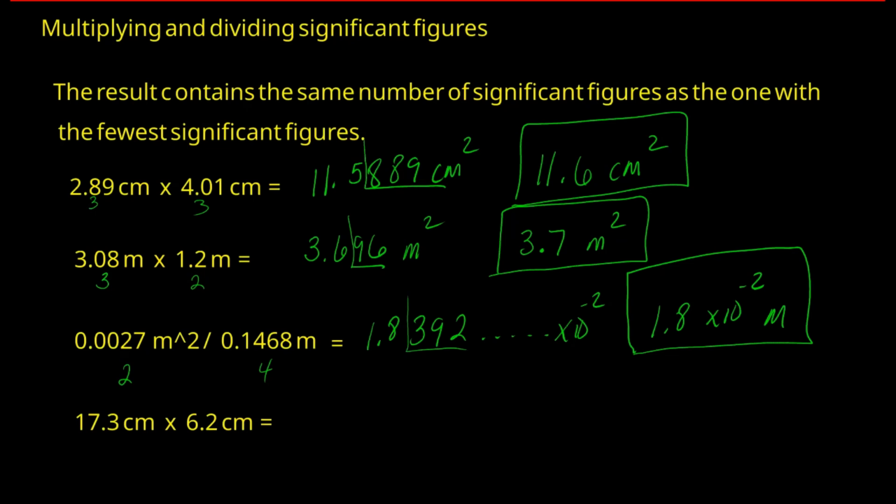And the last one here. All right, so if I were to multiply, I would get 107.26. I have 3 sig figs. 2 sig figs, so my answer can only have 2 sig figs. All right, so that 7 is greater than 5, so I need to round up. So it's going to be 1, 1. I had to put a 0 here to keep my 1 in the hundreds place, and that'll be centimeters square.